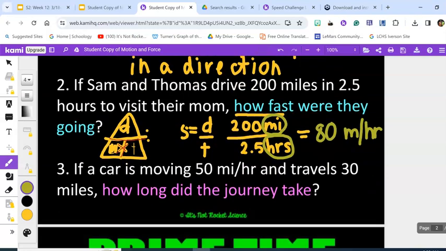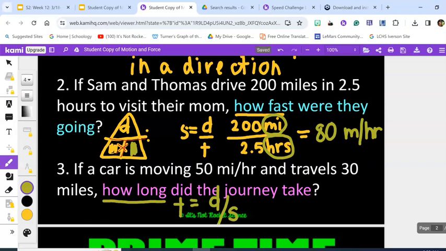Okay. Number 3, if a car is moving 50 miles per hour and travels 30 miles, how long did the journey take? What are they asking for? Speed, distance, or time? They're asking for time. So if I put my finger over the time one here, what am I left with? So time equals distance divided by speed.